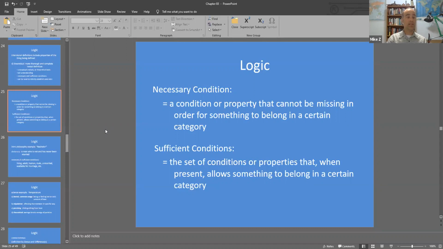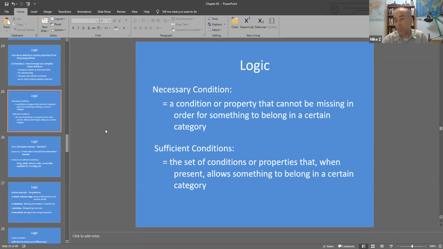So a necessary condition is a condition or a property that cannot be missing in order for something to belong in a certain category. Then a sufficient condition, or really, usually it's done in the plural, right? What are the sufficient conditions? That's the set of conditions, the set of properties that when present in an object or in some item, allows that thing to belong in that category. It allows that thing to belong in the extension.